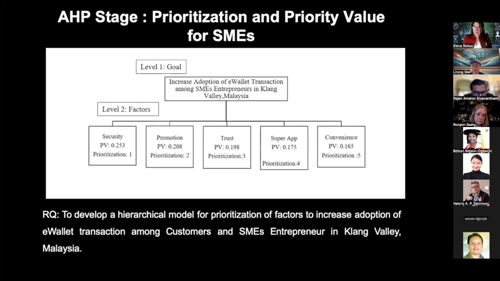For SMEs, the top priorities were security, promotion, and trust. Unlike customers, SMEs place slightly less emphasis on super app and convenience. This indicates that SMEs value credibility and robust security measures, which are critical for their operational needs.